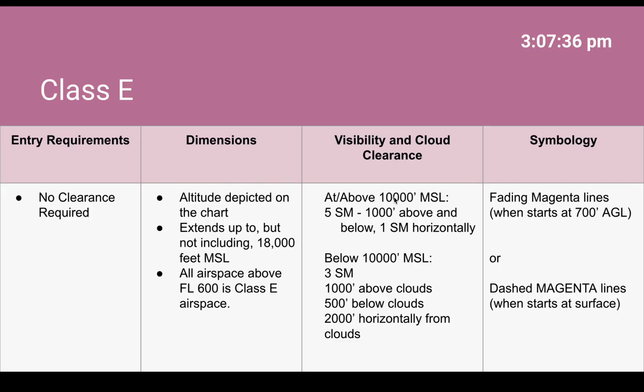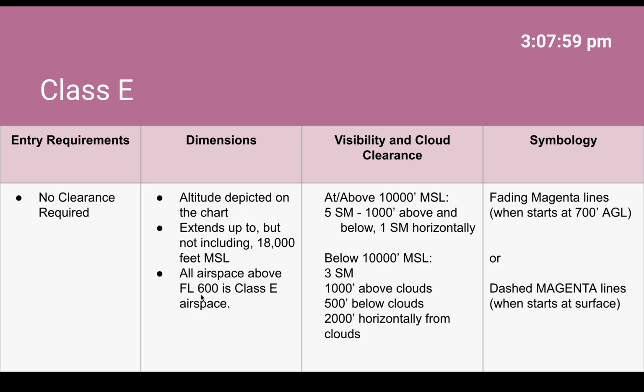And then we have Class C. This is where it gets complicated, so give yourself some room to write all this down. First of all, there's no clearance required in Class E. You can fly in and out of there all you want. There's no radio requirements. There's no transponder requirements. The altitude will be depicted on the chart for Class E. It extends up to, but not including, 18,000 feet MSL.